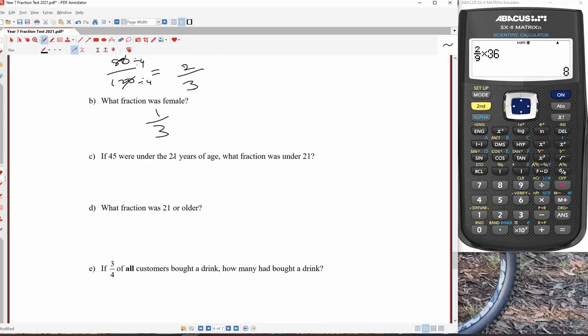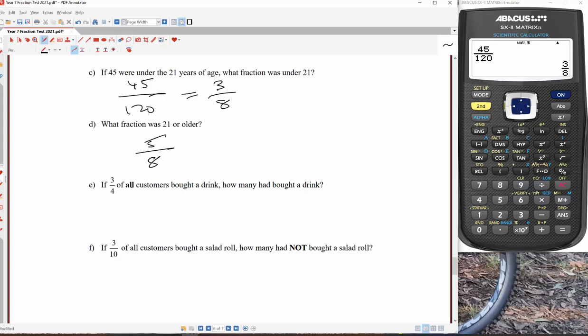If 45 were under the age of 21, what fraction was under 21? So 45 out of 120. Get your calculator to help you out with this one if you wanted. 45 over 120 equals 3/8. What fraction was 21 or older? That is not under 21. That's going to be whatever's left over, 5/8.